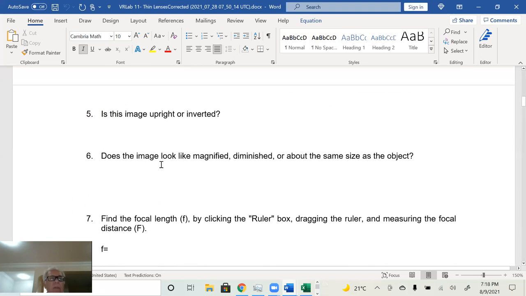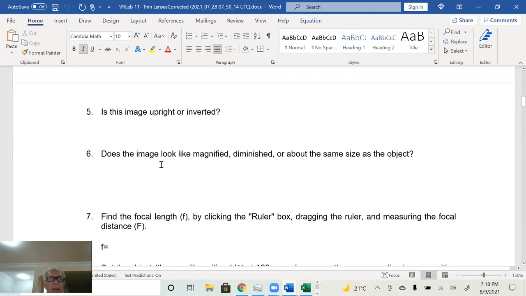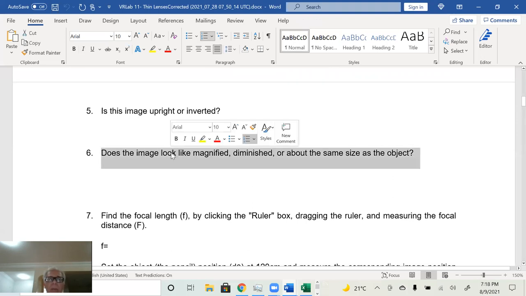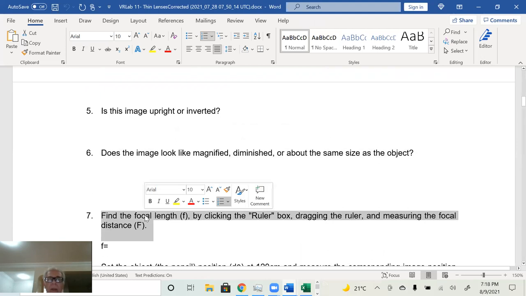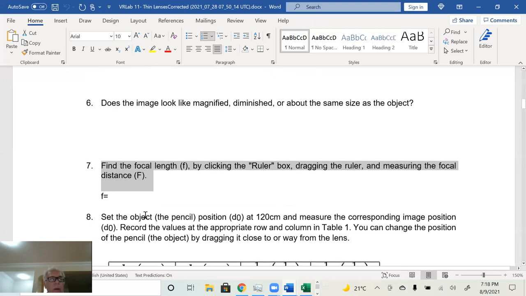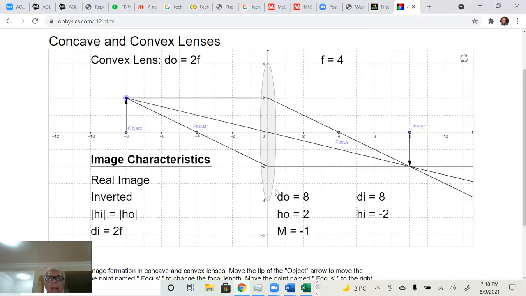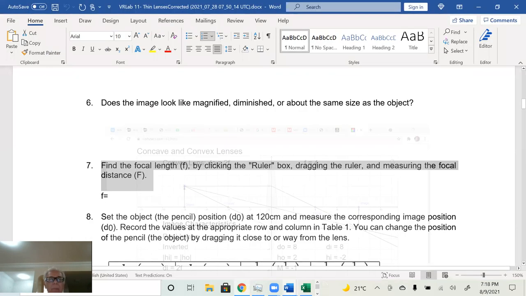Is this image upright or inverted? Does the image look magnified, diminished, or about the same size as the object? Find the focal length by clicking the ruler box. Yeah, we cannot do that, right? But for our specific case, yeah, we can do it for this one. It's 4 units. For this specific case, the focal length is 4 units.